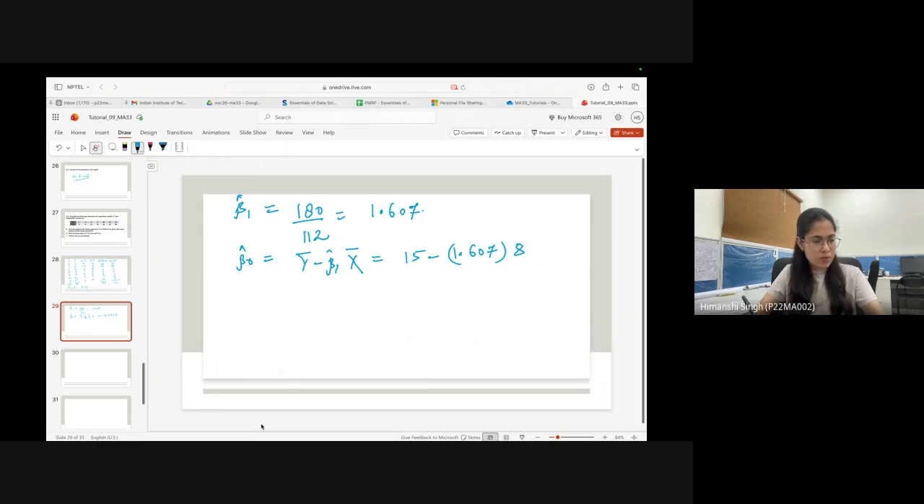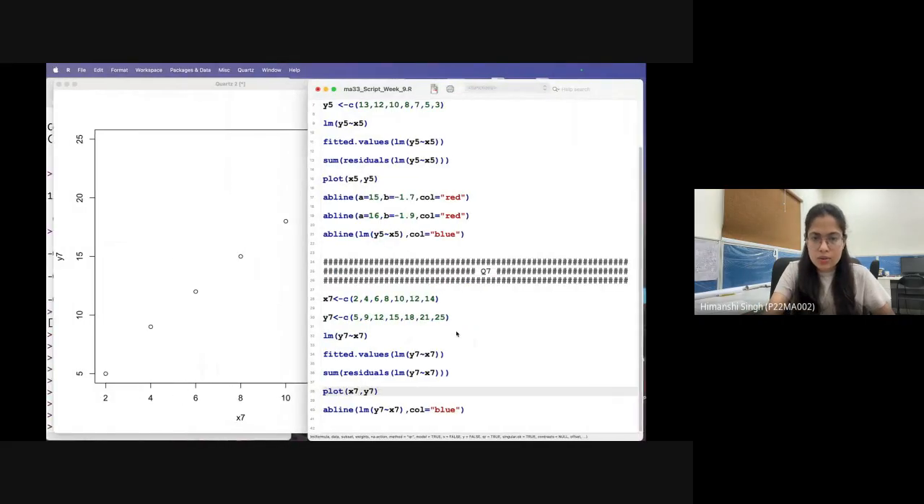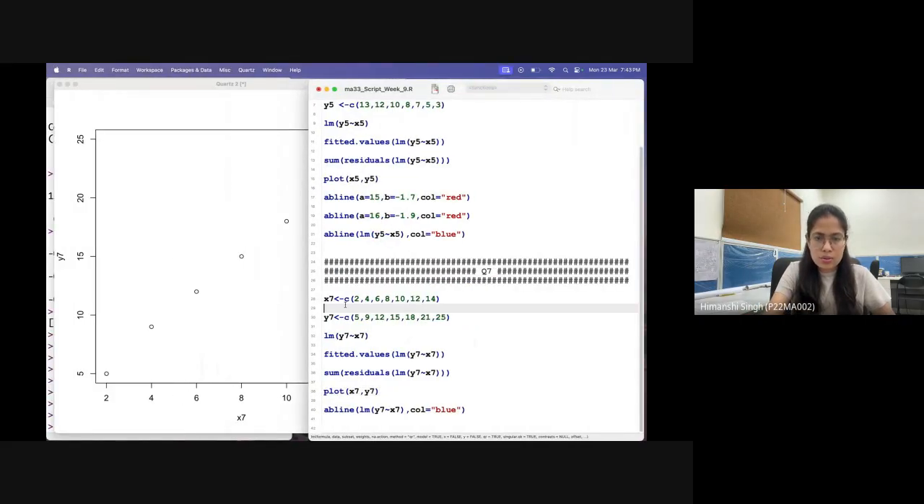So this is 2.1428. So our line will be y equals 2.1428 plus 1.607 into x. Okay, so let us do this using R also and see the things.